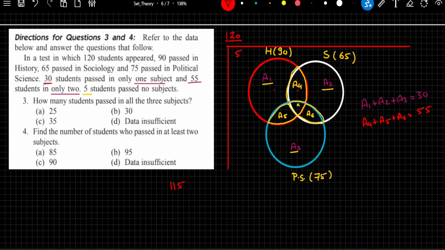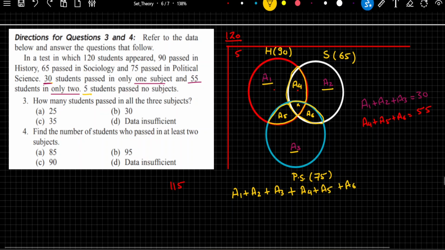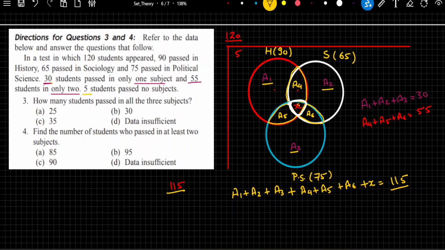So what I'm saying is, if I add all the areas A1, A2, A3, A4, A5, A6, I also have to consider this area, the intersection of the 3. Let's call it X. So the sum of everything should be 115. Remember this number. There were a total of 120. Out of 120, 5 students did not pass in any of the subjects. So you remove 5 from 120, and you get the number of students who passed in at least one of the subjects. So the sum of all these areas should be equal to 115.